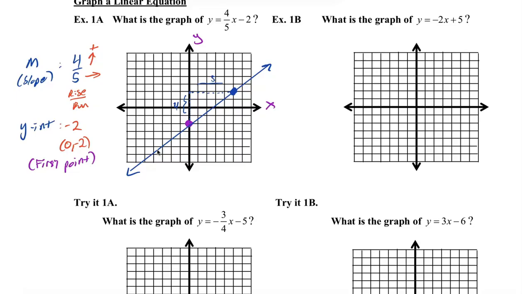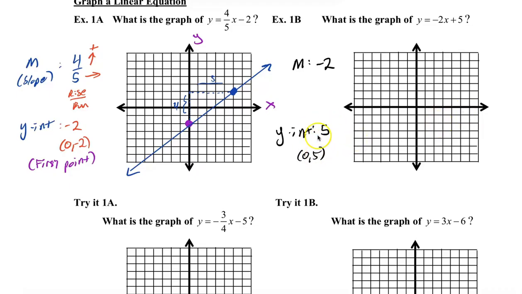Let's do another one. The next one right here, y equals -2x plus 5. Again, I'm going to find my slope and my y-intercept. Slope is next to the x term, so -2. We'll get back to that in a second. My y-intercept is 5. And again, if you want the point, that is 0, 5.